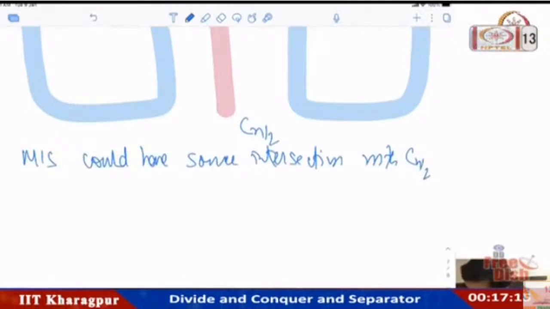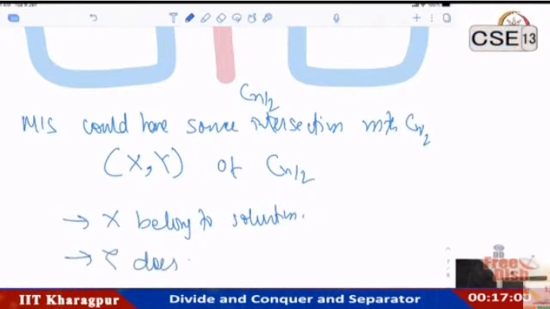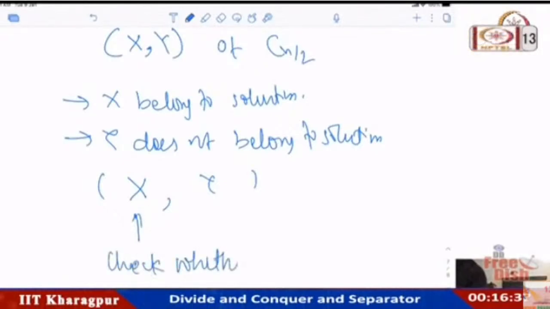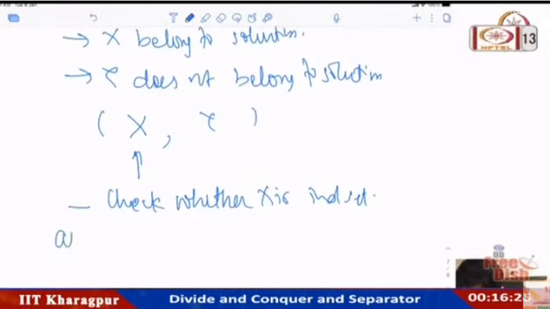So basically it's a partition X, Y of column n by 2, where X belongs to the solution that we are seeking, and Y does not belong to the solution. Now notice, what can we say about it? First of all, if I am looking for a solution that contains X, check whether X is an independent set or not. If it is not, then this branching into X, Y is not a valid branching. So assume X is an independent set.